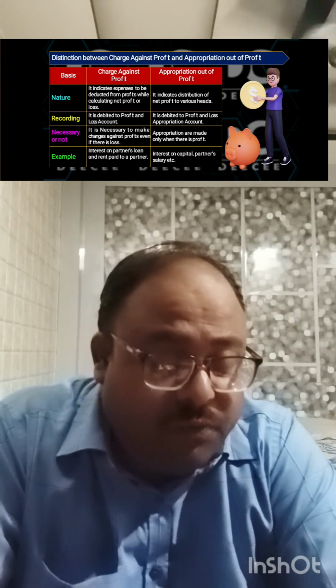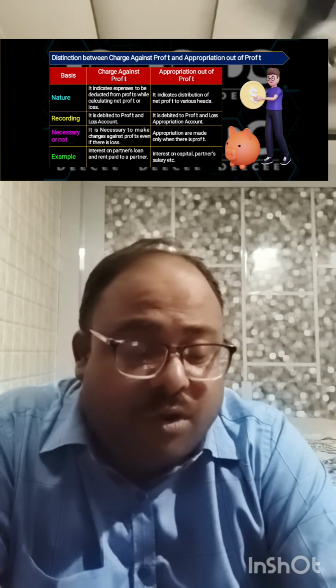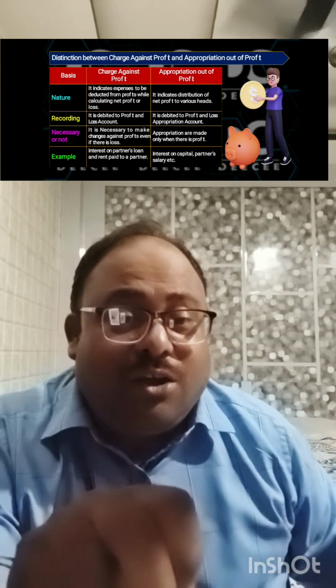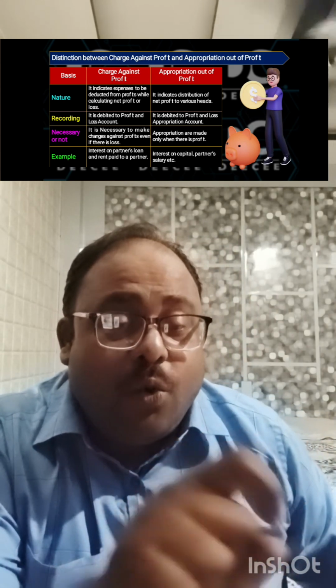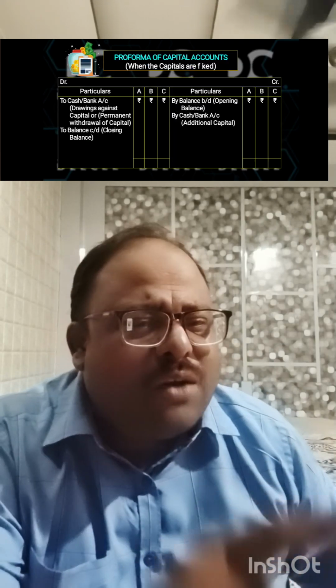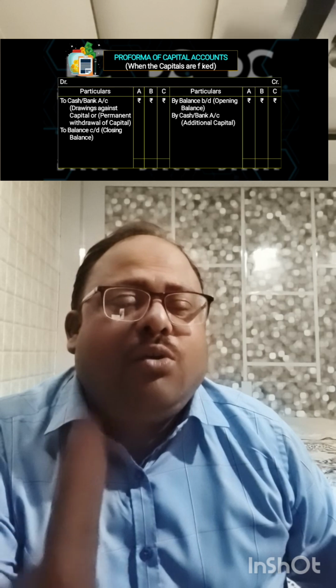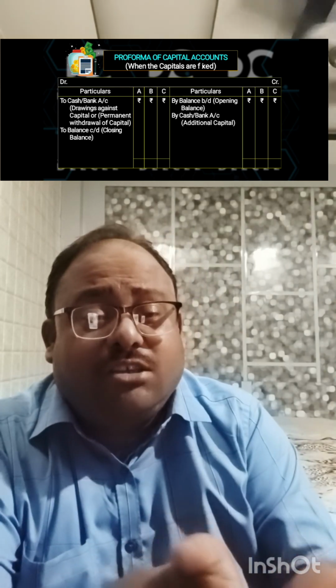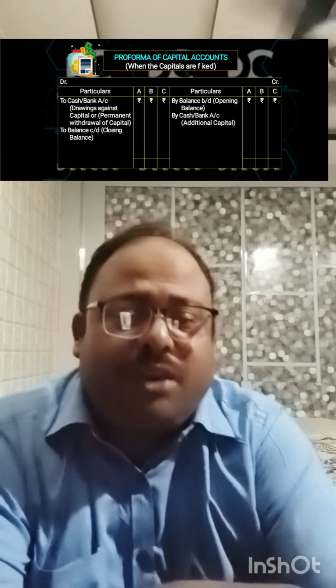In the next section, you will see the proforma of how to prepare a capital account. In these fundamentals, you prepare capital accounts in two ways. Capital account means the account of the partner. One is fixed capital and one is fluctuating capital. When you are following fluctuating capital, only one account, the capital account, will be prepared, where all the appropriations, capital introduction and capital withdrawals are recorded.